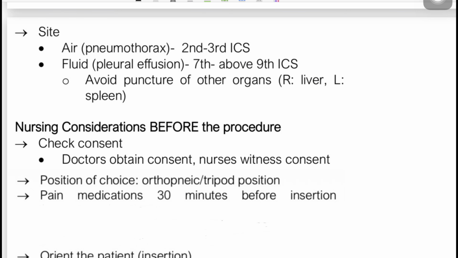Pag fluid naman yan, syempre mas mabigat, mag-a-accumulate siya at the base of the lungs. Like for example, pleural effusion, saan i-insert yung needle? At the 7th to 8th or 9th intercostal space. Then, avoid puncture of other organs. Anong organs ang nasa malapit? We have the liver on the right side of our body, and sa left side is the spleen. So, you avoid puncturing that. But the physician will do the procedure.